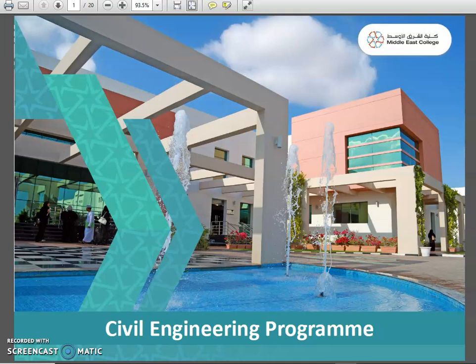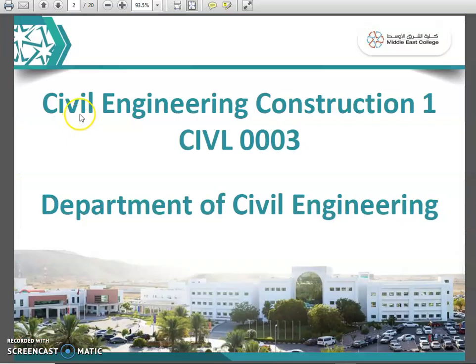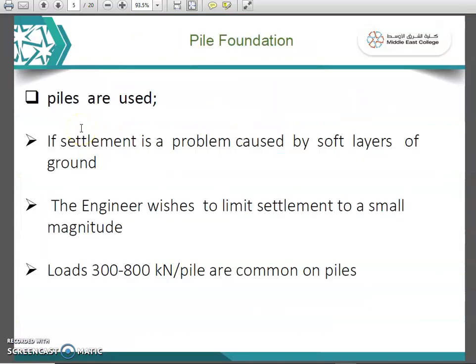In this class we are going to discuss deep foundations. It's the foundation part 2. As we discussed, one of the most suitable deep foundations is the pile foundation. So piles are used when settlement is a problem, like when the ground consists of uneven settlements or soft layers of ground, then pile foundation might be recommended.